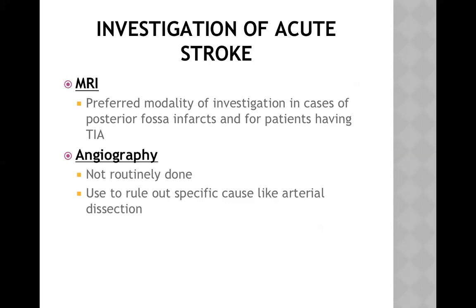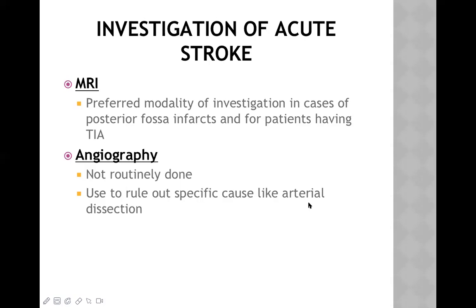Now, what is the role of MRI, magnetic resonance imaging? So MRI is preferred in cases of posterior fossa infarction and for patients who are having TIA or transient ischemic attack. So MRI is always done for posterior fossa lesion inside the cranial cavity, as well as if you believe some soft tissue, some other which are quickly resolving, if something is happening to the spinal cord area, spinal cord itself, then MRI would be preferred over the CT scan.